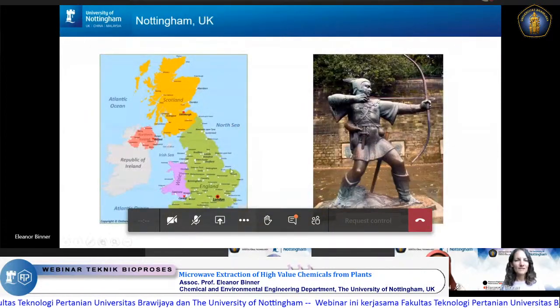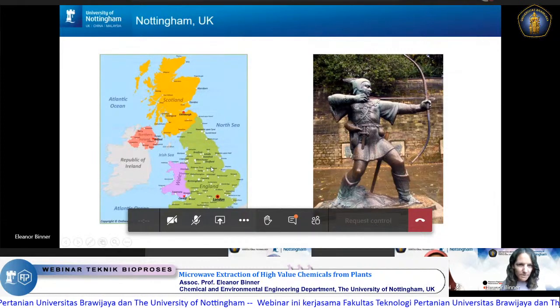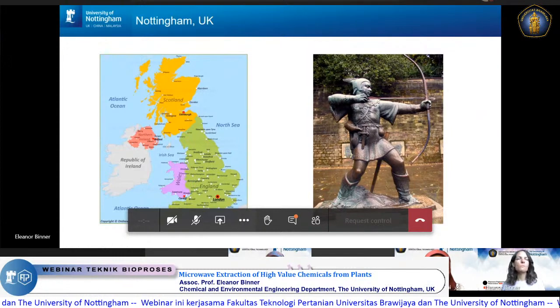And Nottingham is, this is a map of England or the UK. Nottingham is right in the middle, and it's most famous for Robin Hood, as some of you are aware. So please do come and visit. It's a lovely town. About 500,000 people live in Nottingham. It's quite spread out. You're never very far away from the countryside, so it's a nice place to live.